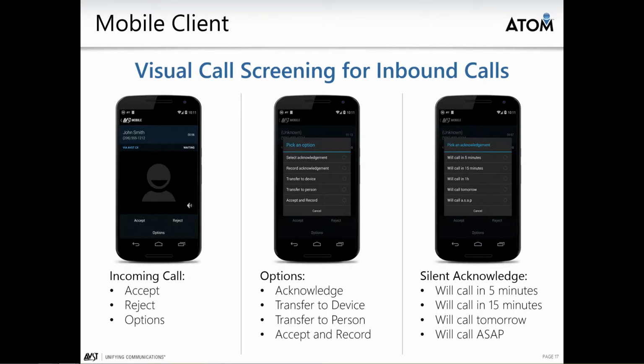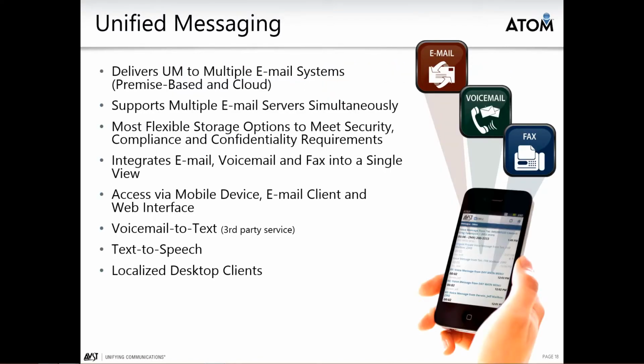One of the great tools here is for people who are in meetings, because that choice is silent acknowledge. I can look down, see who it is, and hit one of those buttons. Like if I hit we'll call in 15 minutes, the caller will hear, Neil Butler is unable to take your call, but we'll call you back in 15 minutes. And I did this all silently. So now you can actually triage and look for important calls while you're in a meeting. So a very powerful tool is the mobile client.